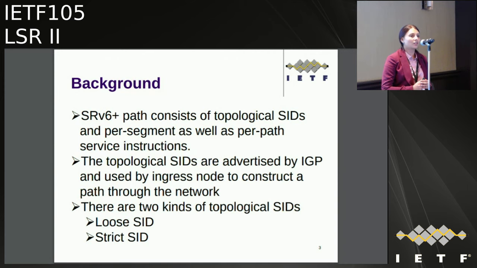A loose SID is used when you have to reach a node, and to reach that node, the normal SPF paths are used. A strict SID is very similar to adjacency SIDs. It corresponds to a particular interface through which your traffic has to flow. So the SRv6 topological path can be represented with these two kinds of SIDs. And what we're going to see now is the ISIS extensions to carry these two.